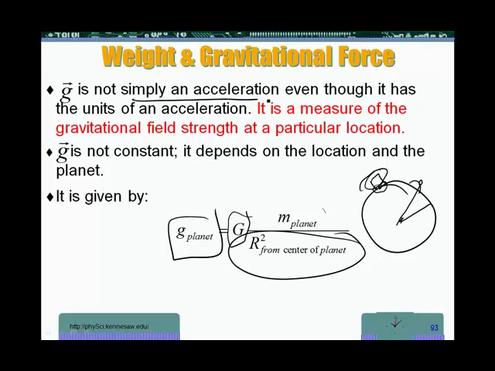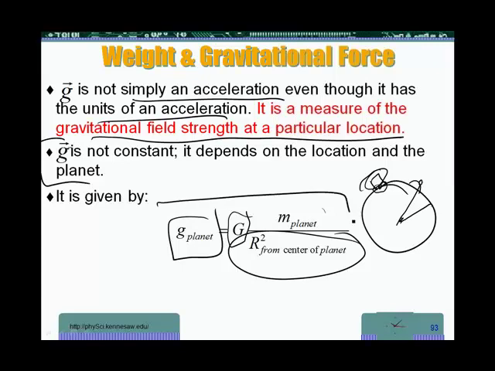Okay? So again, just a couple of things. G is not simply an acceleration, even though it has units of acceleration. It's a measure of the gravitational field strength at a particular location. It's not constant. It depends on the location on a planet, and it depends on the planet, and it is given by this.